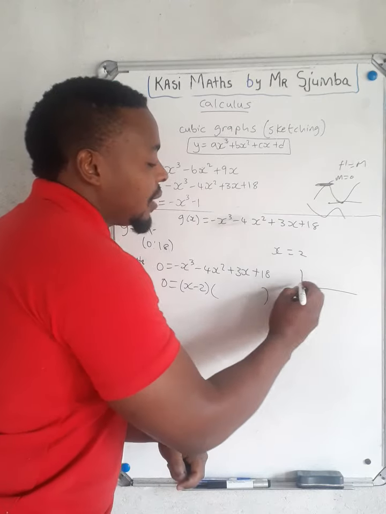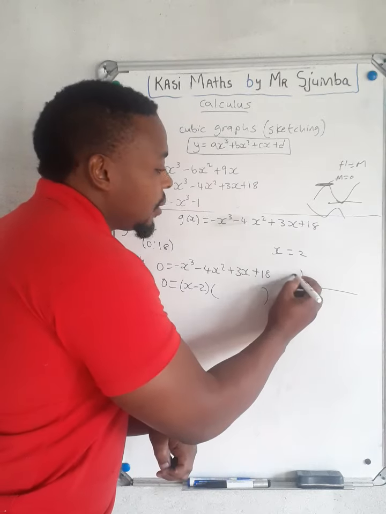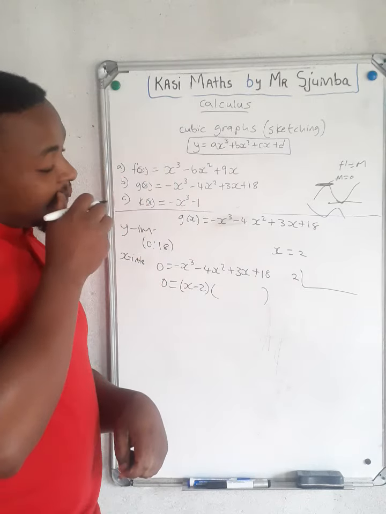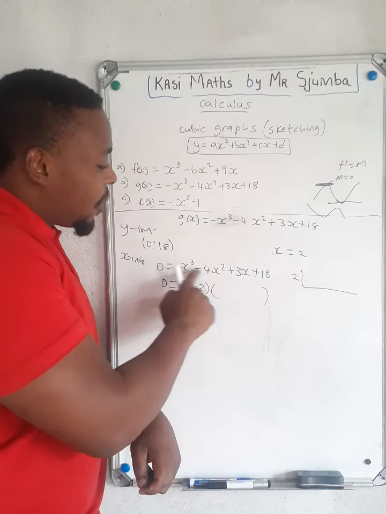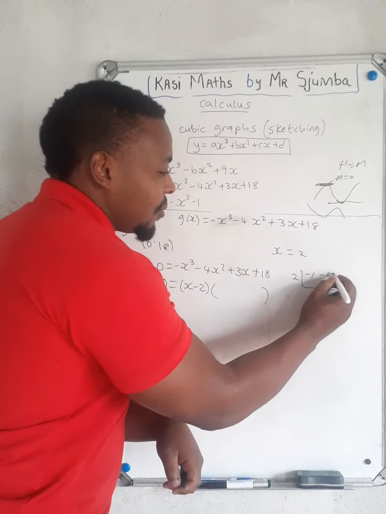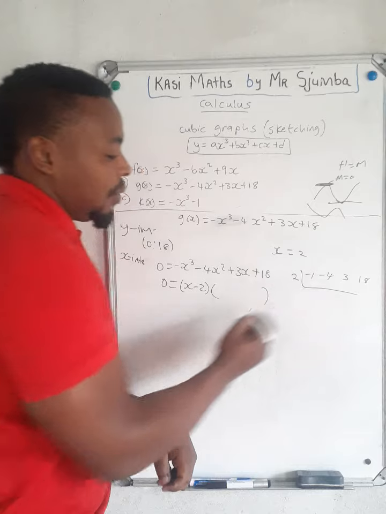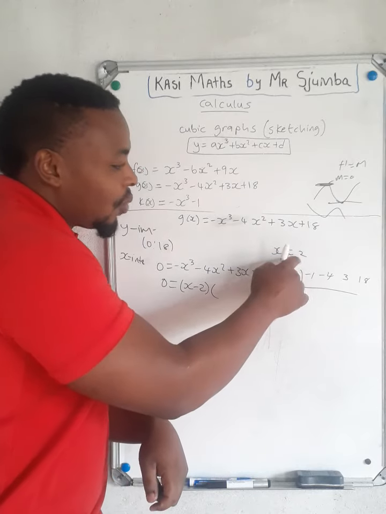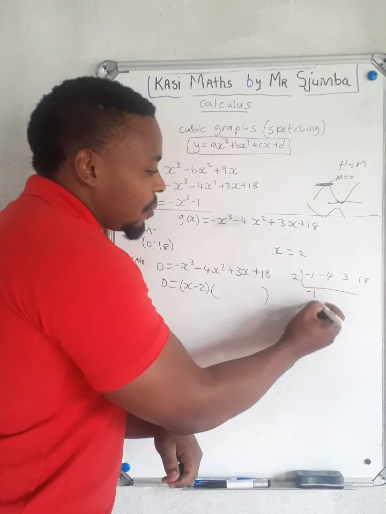So we use synthetic division or long division. We prefer synthetic because it's quick. You need to write down the coefficients. So the coefficients are minus 1, then minus 4, then 3, then 18. Then the factor you found. So first things first, we bring down minus 1.